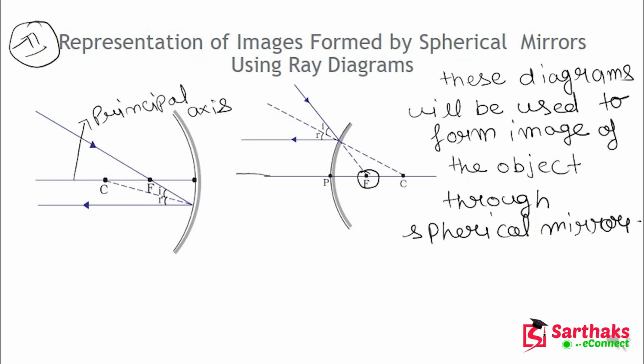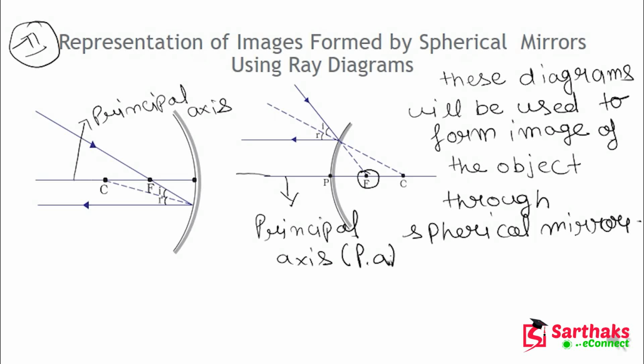So this is our principal axis, the line connecting the pole and the center of curvature, principal axis, or I can write it in short form PA. In the upcoming lectures I will write it PA, so you will understand what I am talking about. So this will become parallel to the principal axis. This is our second rule.